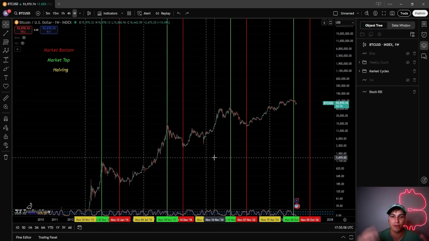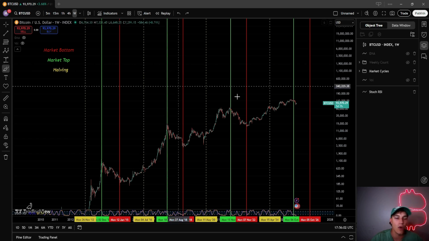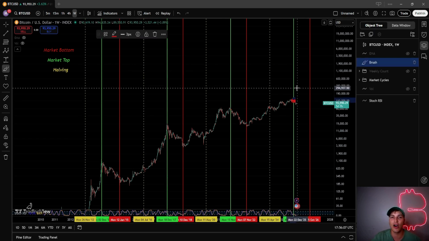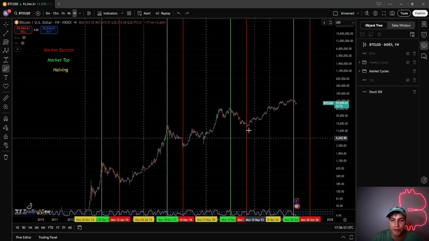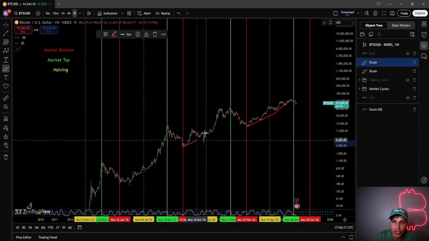And yes, everyone was saying this time is different, this time is different. And then again, we had a massive topping structure towards this high over here. It would mean why everyone was saying this time is different: Bitcoin really didn't perform as in previous years.